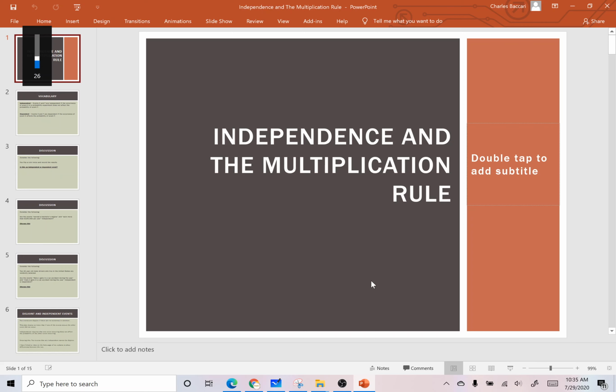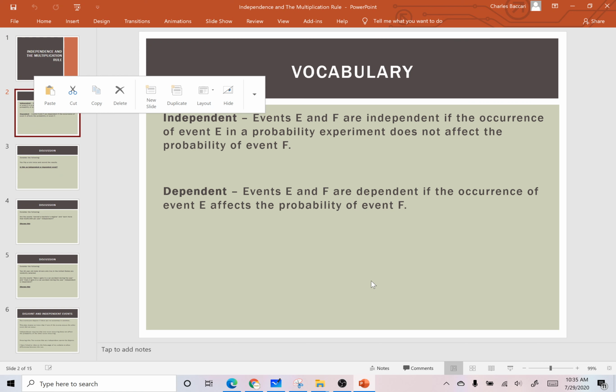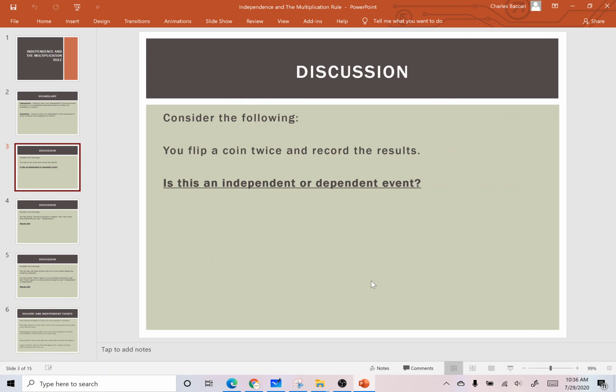Next up, we're going to talk about independence and the multiplication rule. Vocabulary you need to know. Events E and F are independent if the occurrence of E in a probability experiment does not affect the probability of event F. They are said to be dependent if the occurrence does, in fact, affect the probability. So obviously, you can't be both independent and dependent at the same time.